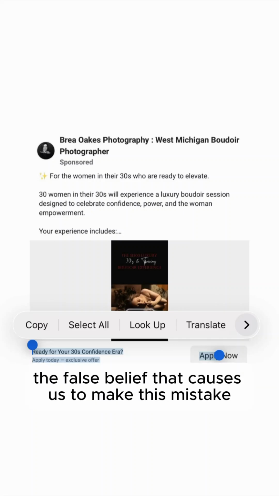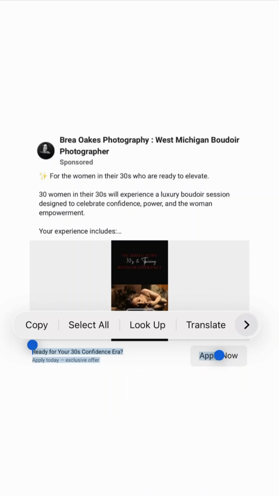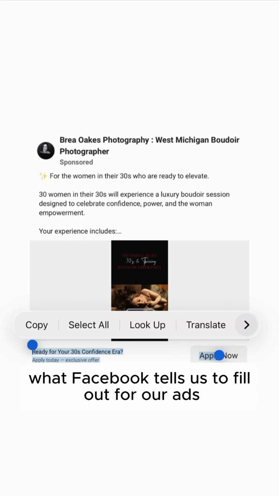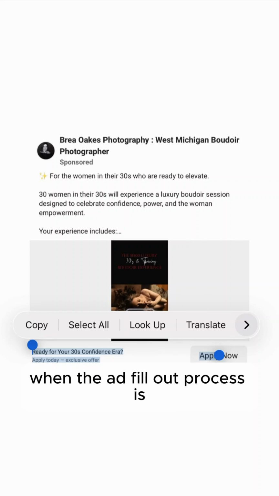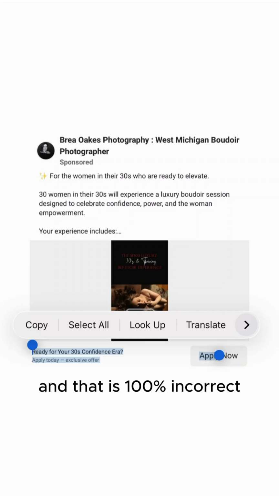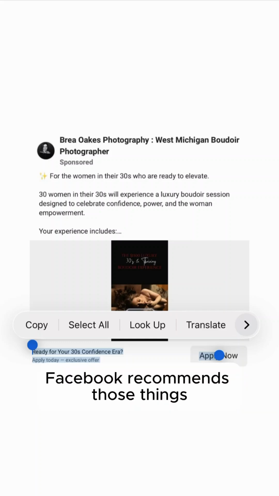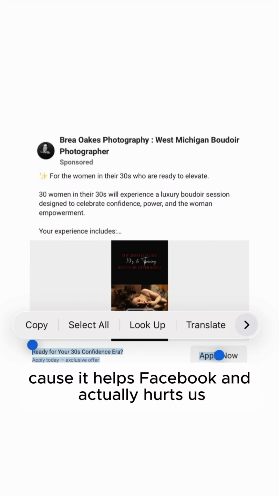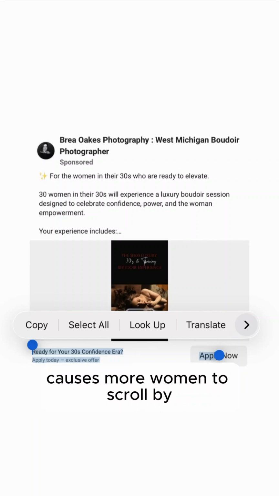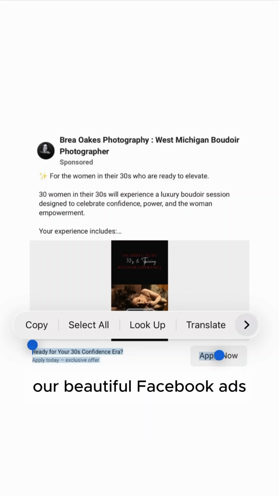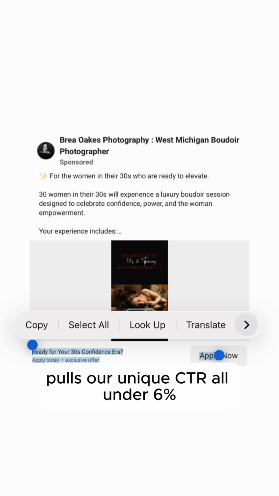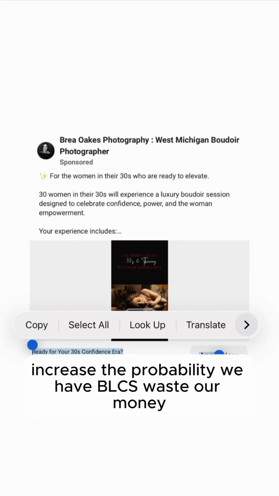The false belief that caused us to make this mistake is that we're trusting what Facebook tells us to fill out for our ads, believing the ad fill out process is what we should fill out. And that is 100% incorrect. Facebook recommends those things because it helps Facebook and actually hurts us. That's right, it hurts us. It causes more women to scroll by our Boudoir Facebook ads, pulls our unique CTR under 6%, increases the probability we have BLCS, and wastes our money.